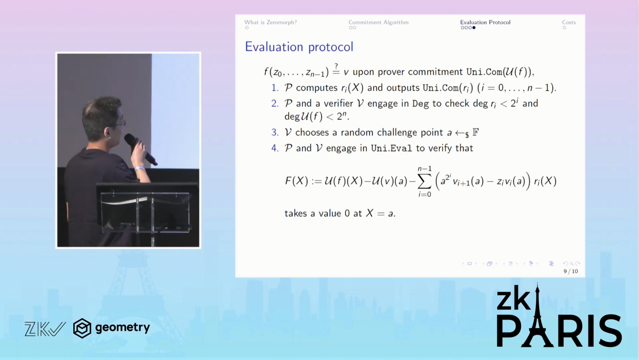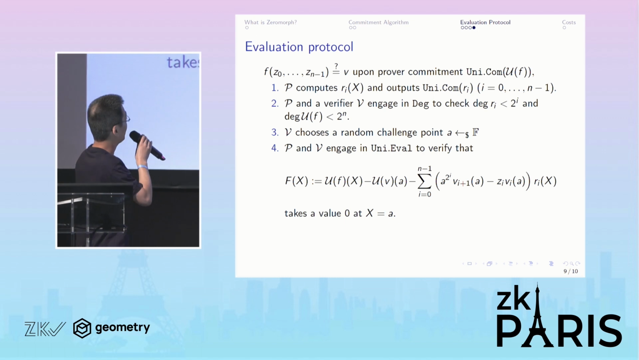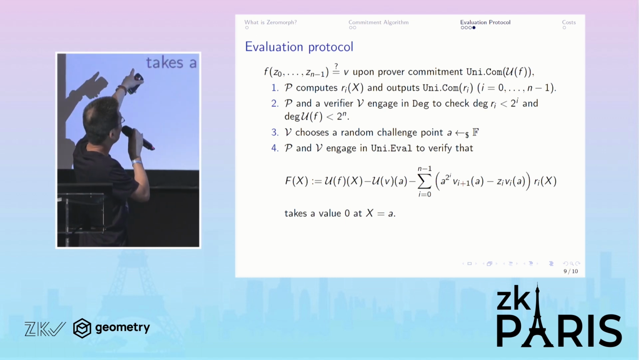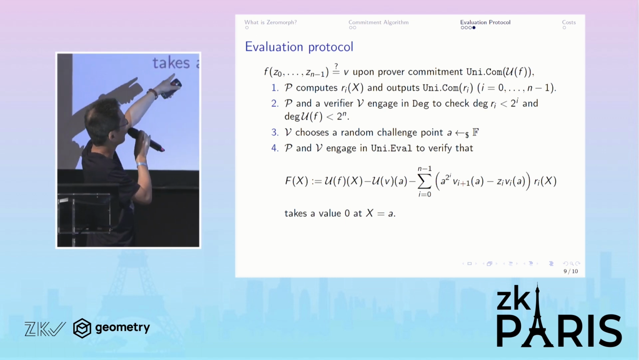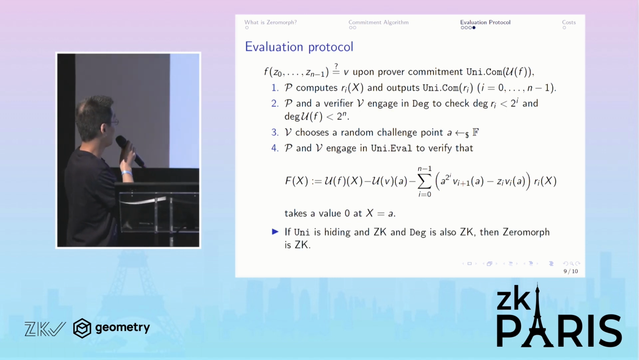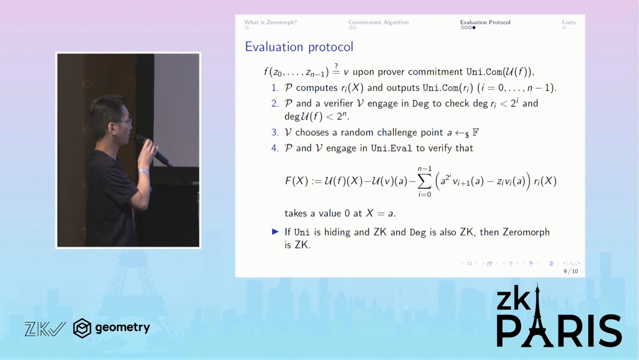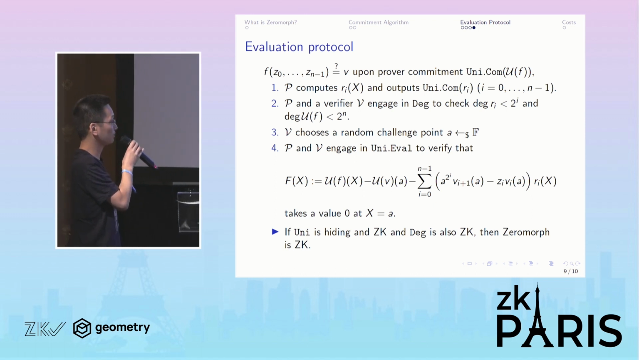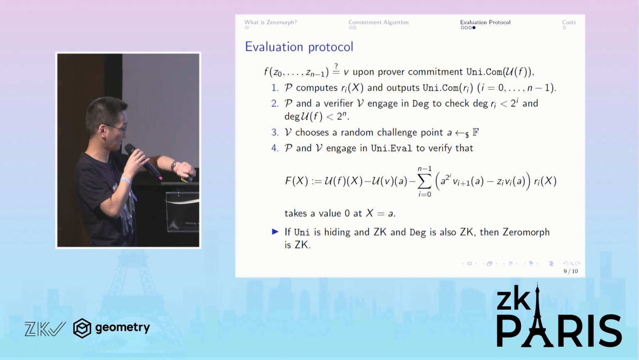Okay, and maybe I should also say that the verifier can simulate the commitment to F using the commitment to U of F and then Ri of X. So if the univariate commitment scheme is hiding and ZK and the degree check is also ZK, then Zeromorph is ZK. This is a fact.